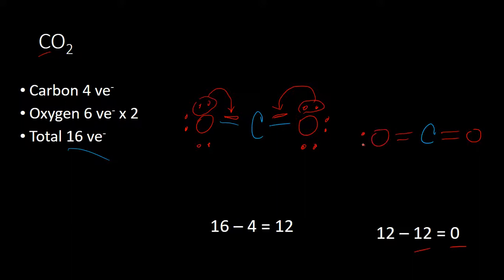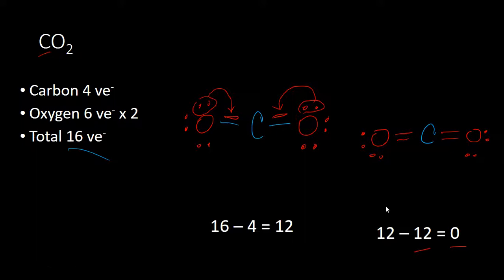And then each oxygen will have 4 electrons as lone pairs, and then it has the electrons from the bonds. So this oxygen now has 2, 4, 6, 8. This oxygen has 2, 4, 6, 8, and this carbon has 2, 4, 6, 8. Everybody has 8. That's good to go.